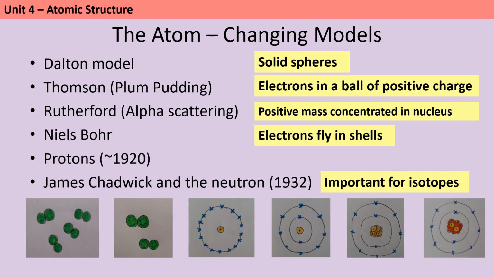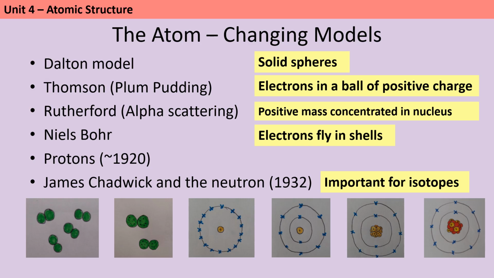He took a very thin layer of gold foil and he fired alpha particles at it. So alpha particles are 2 protons and 2 neutrons, so basically the same thing as a helium nucleus. So he fired these alpha particles at the gold foil, and he found that the vast majority of the alpha particles went straight through. And this was evidence that actually the vast majority of the atom was empty space.